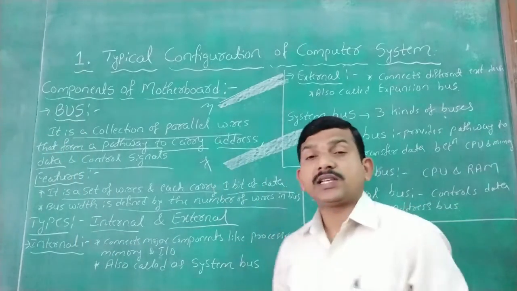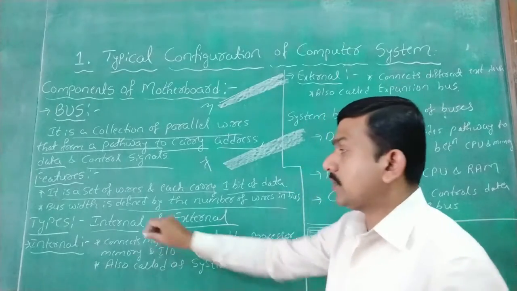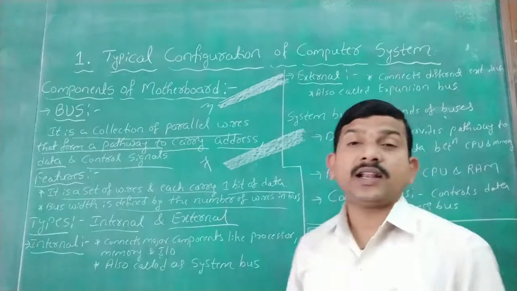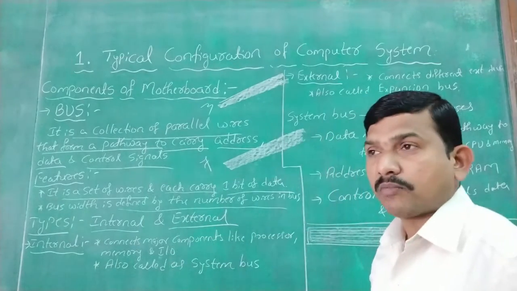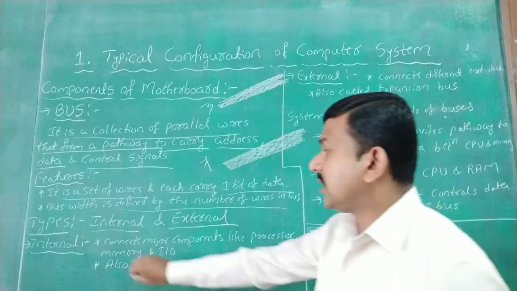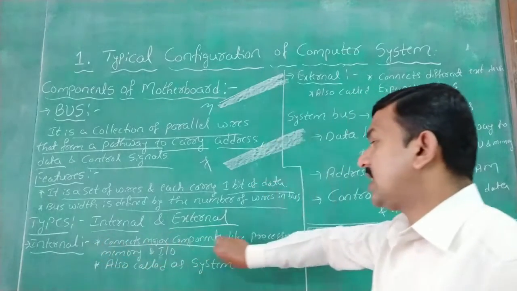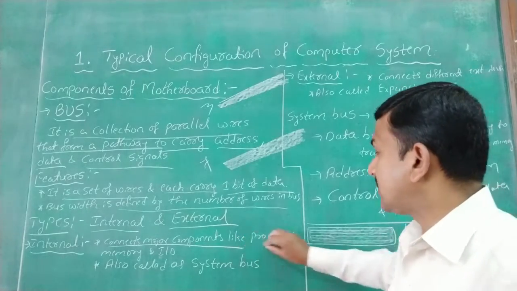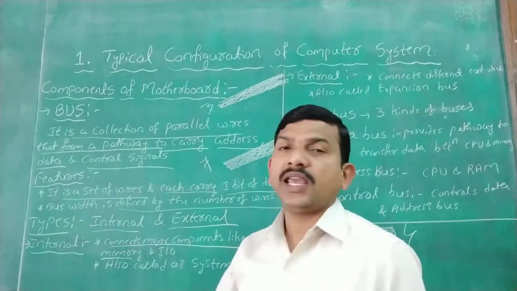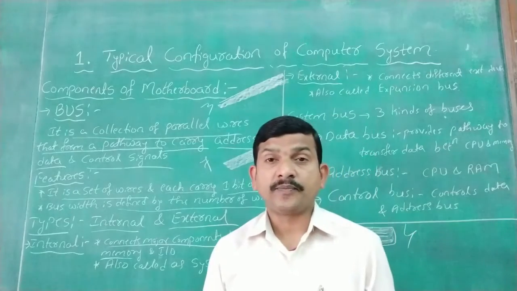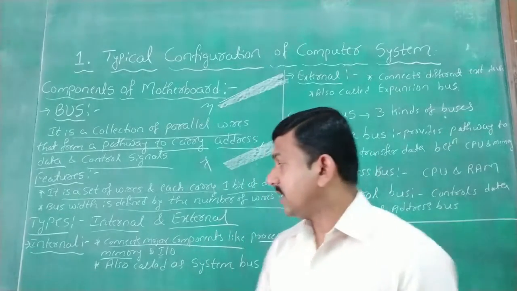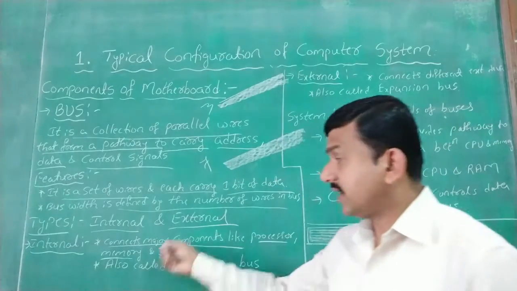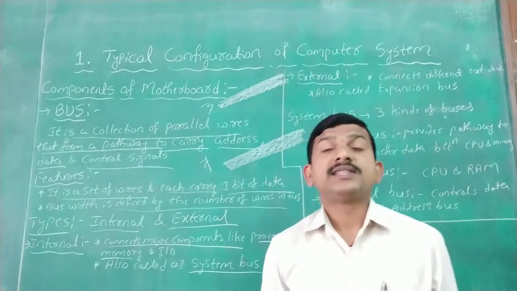Similarly, here also there are two types of bus, internal bus and external bus. So let us discuss one by one. The internal means the bus which connects major components like processor, memory, input, output, etc. Means within the system. Yes, it's also called the system bus. This internal bus we call the system bus.